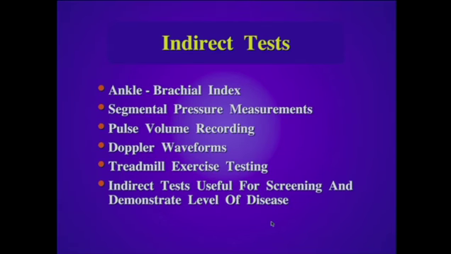As I mentioned, there are a number of indirect tests that can be used for the evaluation of the peripheral arteries. The ankle brachial index is very sensitive and easily performed. We also employ segmental pressure measurements, pulse volume recordings, and Doppler waveforms in our evaluation. Treadmill exercise testing can be helpful for the evaluation of patients with claudication, as this stress test can help bring out disease that may not be identified at resting pressures. Indirect tests have proven to be useful for screening and demonstrate the level of disease for further evaluation with ultrasound.